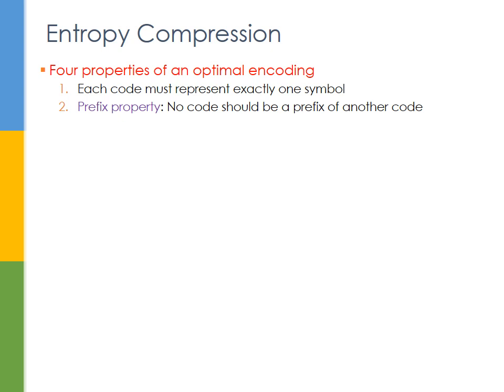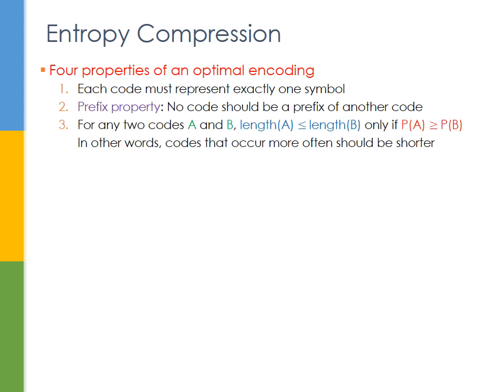We can now move on to the third property for an optimal encoding, which states that for any two codes A and B, the length of code A may only be less than or equal to the length of code B if the probability of code A is greater than or equal to the probability of code B. In simpler terms, codes that occur more often should be shorter codes in terms of the number of bits that they consist of.